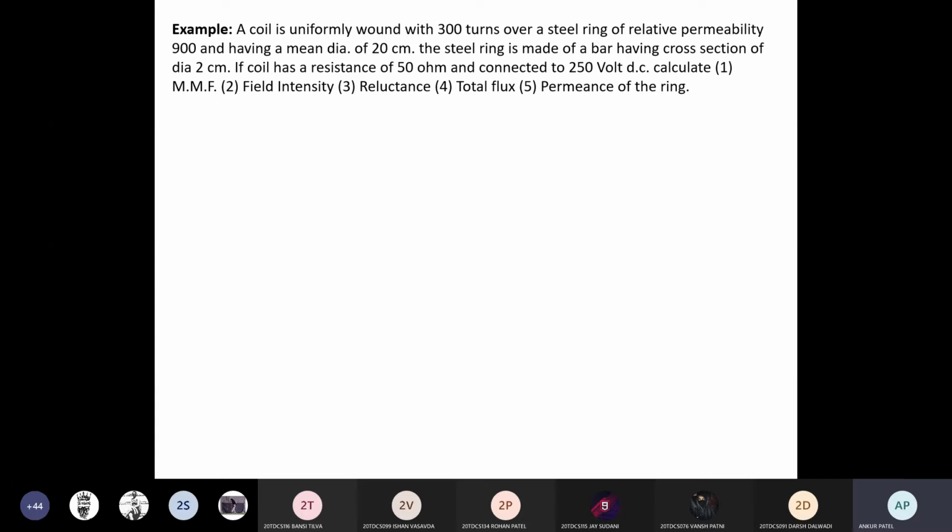Now in the second part, you have asked for field intensity. So what is field intensity? H is equal to MMF upon length, Ni upon L. For the length, the diameter is given as 20 centimeter. So for this magnetic circuit, the mean length L is equal to pi into d.